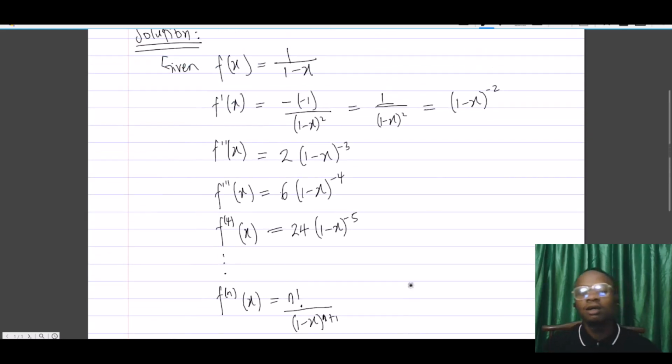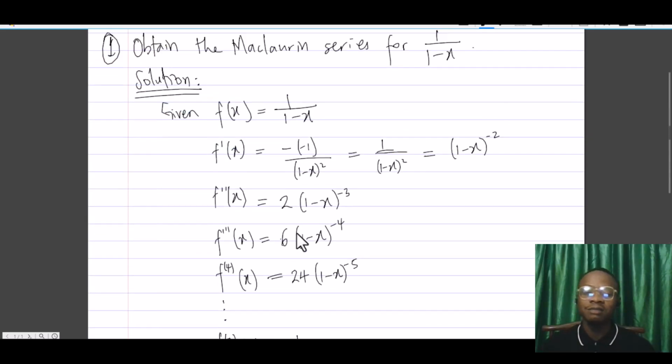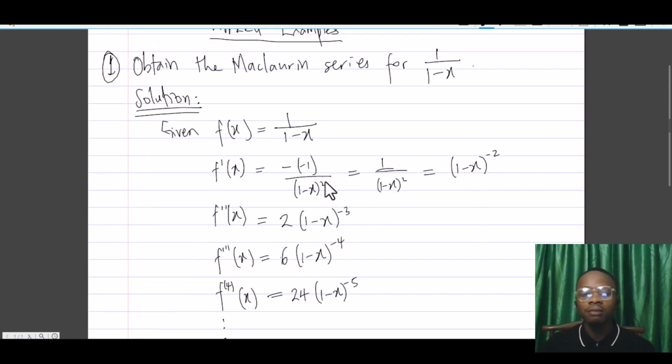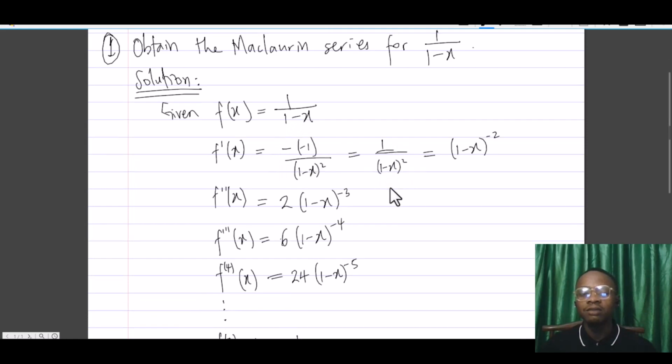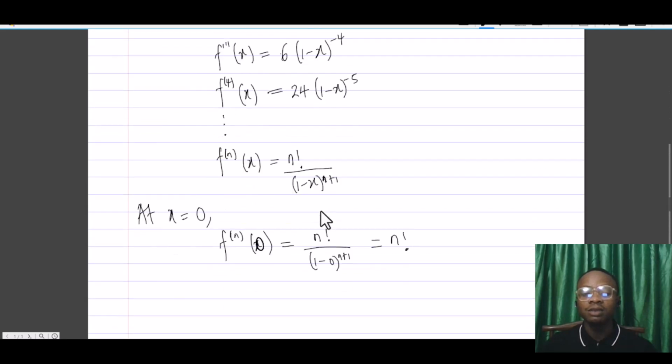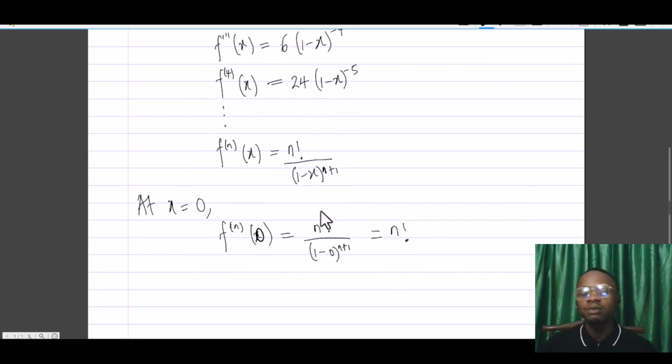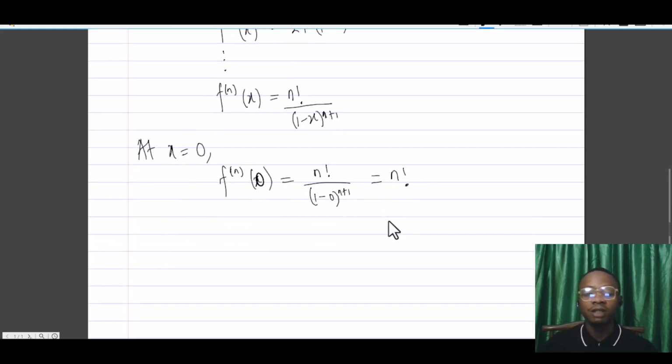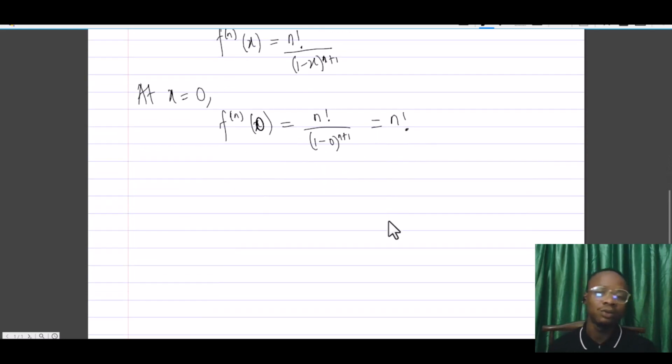And of course, that is obvious here that if you substituted 0 here, this is going to be 1. If you substituted 0 here, this will still be 1. If you substituted 0 here, this will be 1. And that will continue like that. So we can just simply say that it is going to be n factorial. So with this, we are good to go.